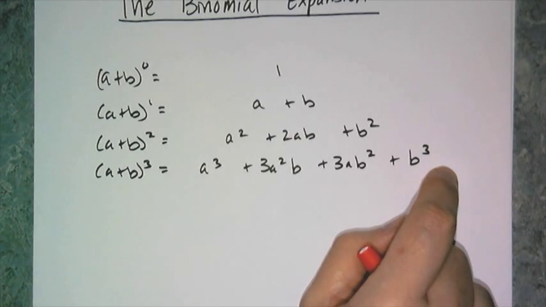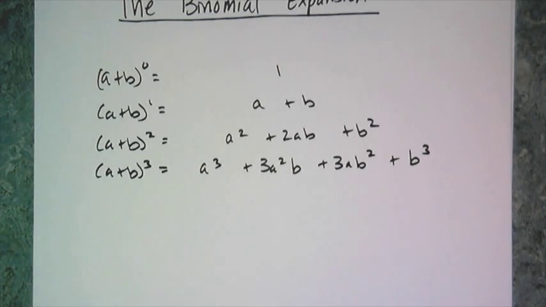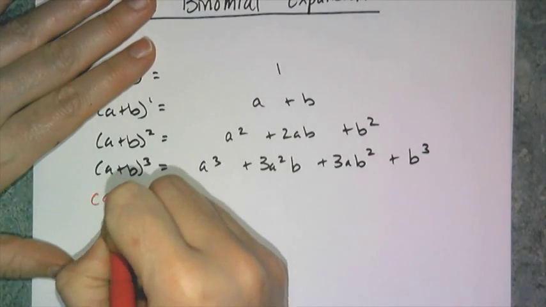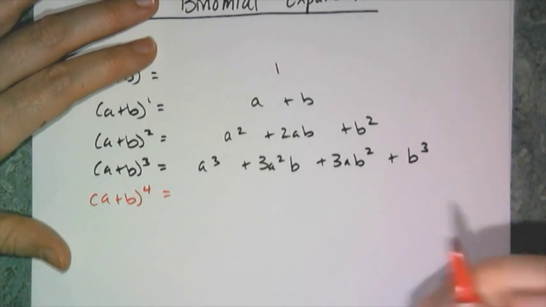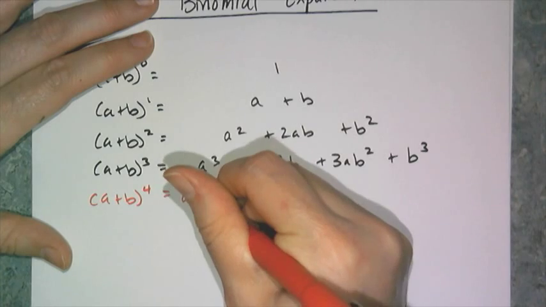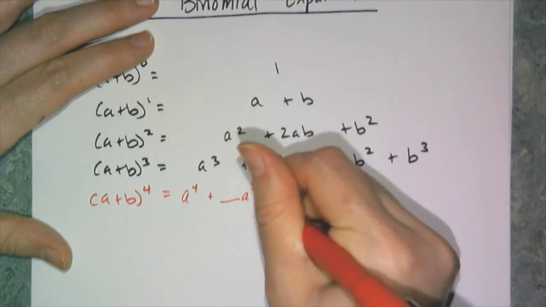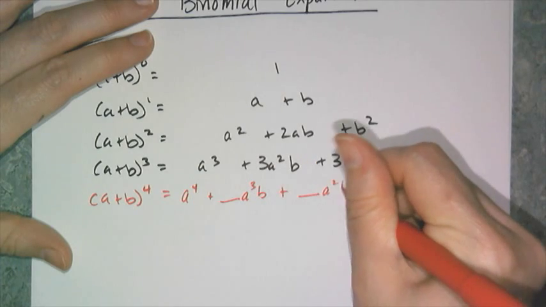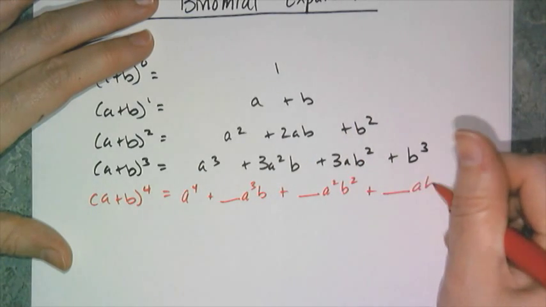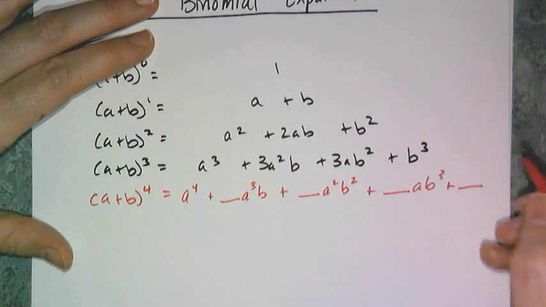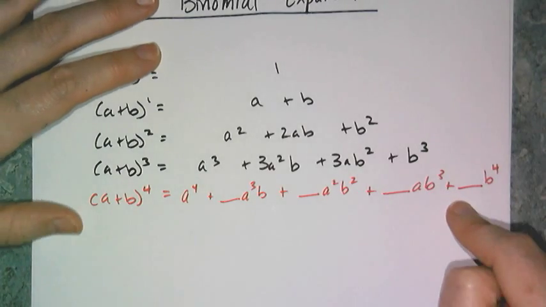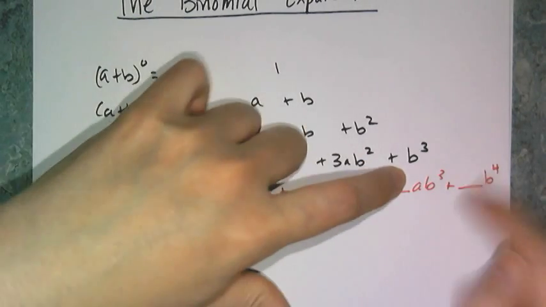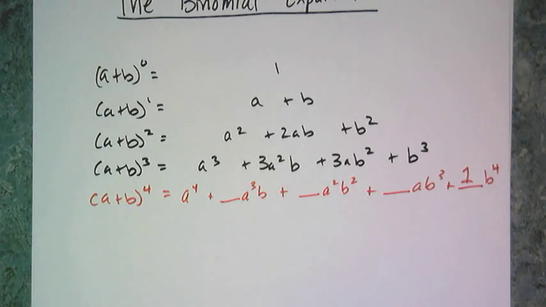Right? So with that one pattern, I can figure out, without multiplying anything out, what the picture of the exponents are going to be for the 4th degree of a plus b. So I know it's going to be a to the 4th plus something a cubed b plus something a squared b squared plus something ab cubed plus b to the 4th. Now, this coefficient's also going to be really easy because you notice at the very end it's just the b to the power. So I know this one's 1. The question now becomes, what are these other coefficients going to be?